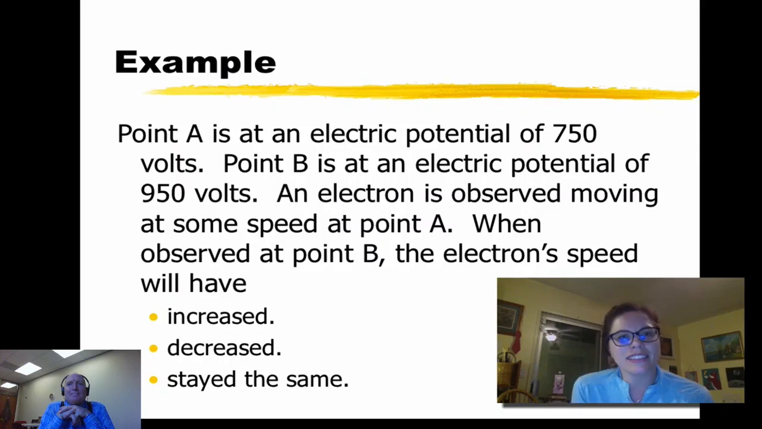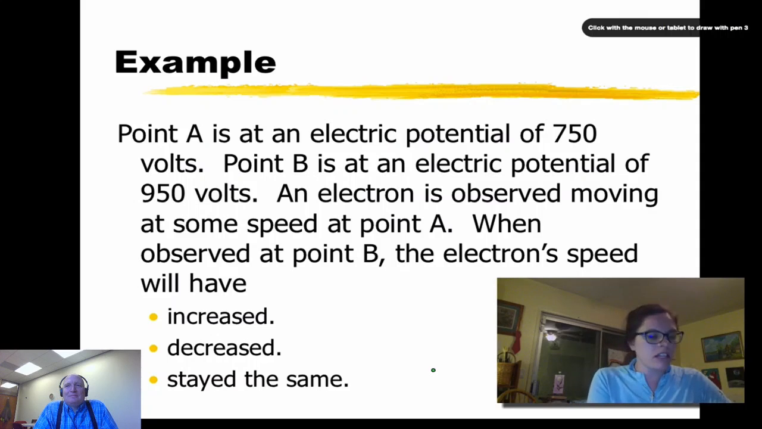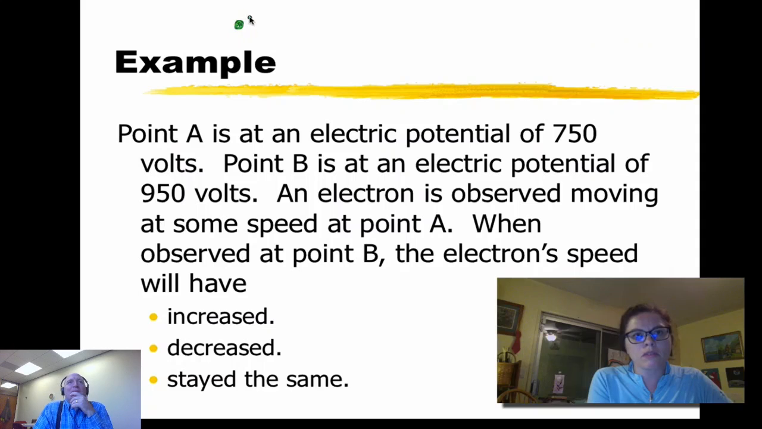Okay, so this example is wonderful because you don't need to calculate anything. It's all going from concepts. So, as always, the first thing I would suggest that you do is draw a picture. And this picture is pretty simple. You have just point A and you have point B.